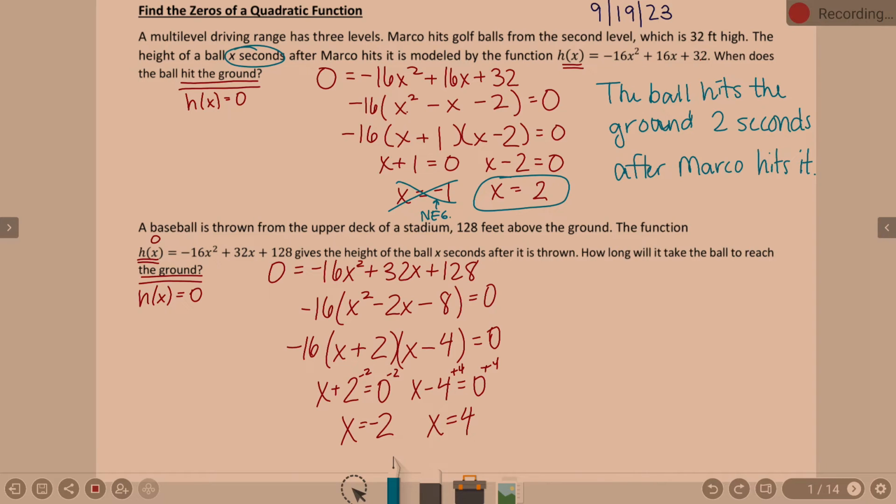So what do we know? It'll take 4 seconds for the ball to reach the ground. Okay. Does it also take -2 seconds? No. Again, this is a negative, folks. That rules out the answer in this type of word problem. Okay, so the question was, how long will it take the ball to reach the ground? The ball reaches the ground 4 seconds after it was thrown.